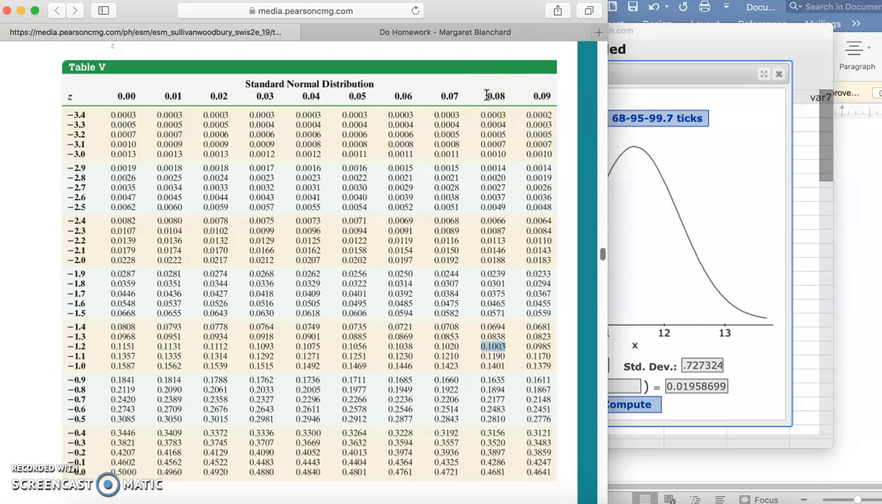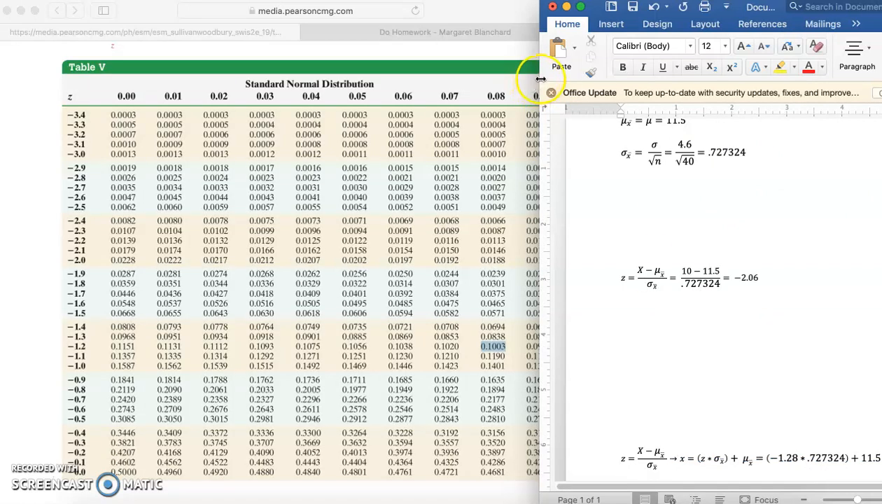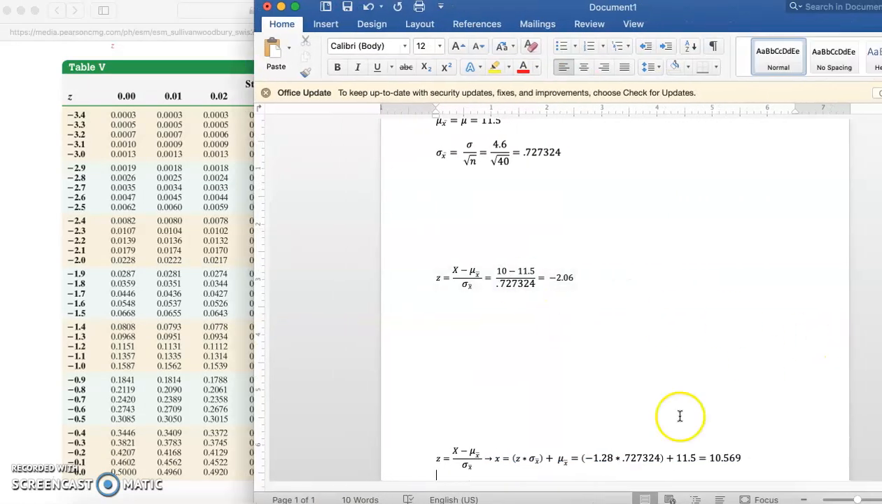Now, in order to solve this manually using that, you would have to then come down a little bit. You would then have to solve for x. So we know what the z value is. When we solve for x using a little algebra, we know that x equals z times sigma, all added to that mean. When we plug those numbers in, negative 1.28, that's that z value we just found in the table, and multiply it by sigma, and then add 11.5, you get 10.569. That would be your answer.